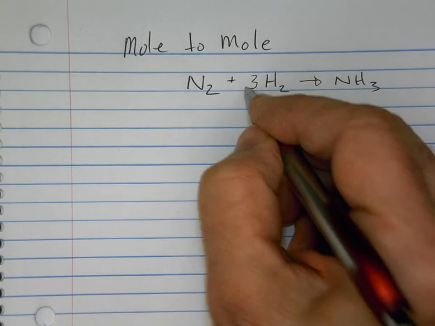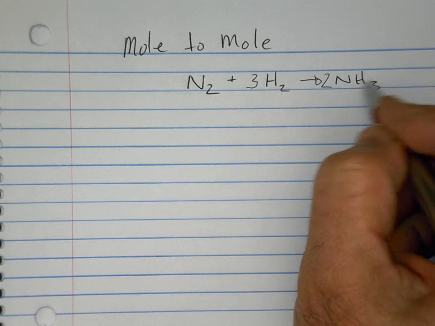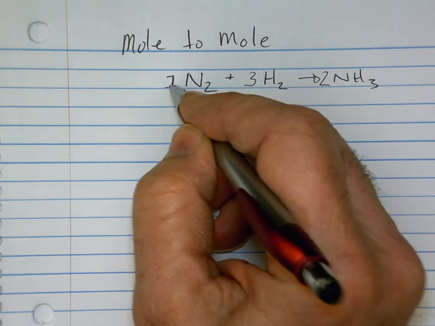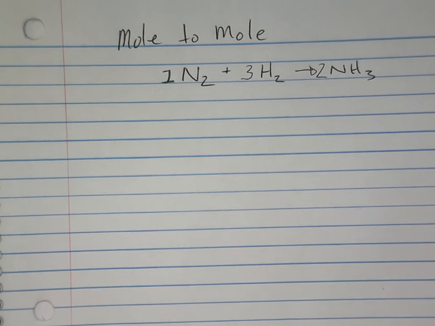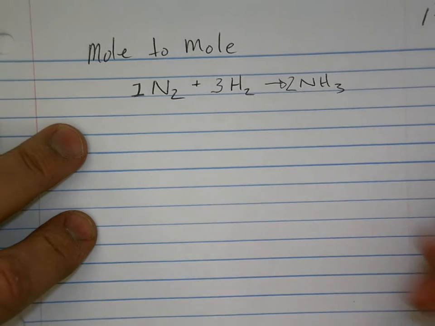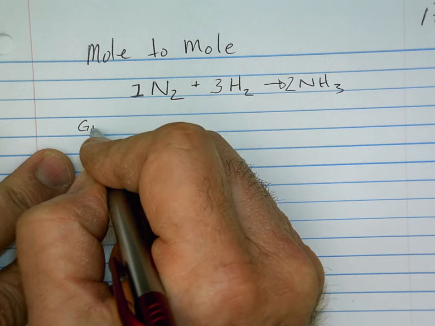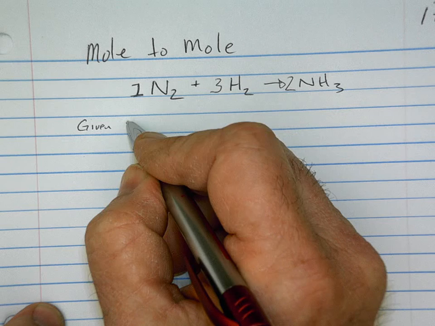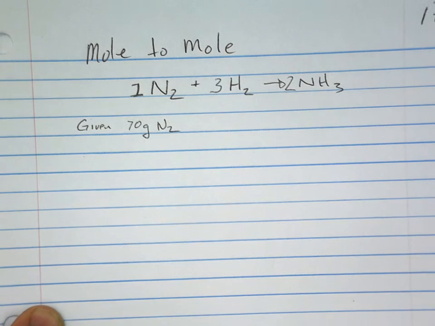We've got to have 3 hydrogens and 2 of the NH3s over here. So 2 ammonias, and I'm going to go ahead and just put the coefficient 1 there. We don't need to. So here's a balanced chemical equation. So let's say in this one, for the mole to mole ratio, our given is, let's say we have 70 grams of nitrogen gas, N2.